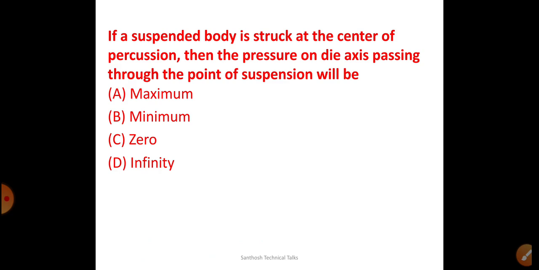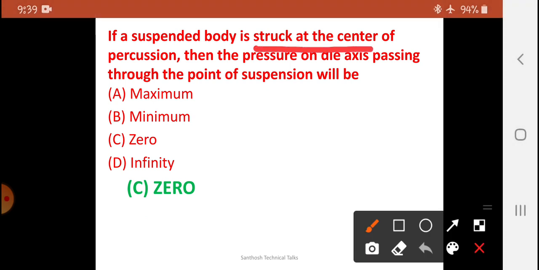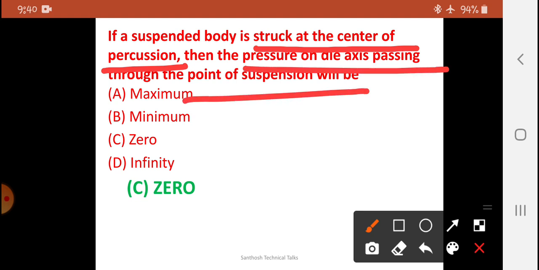And next, if a body suspended is struck at the center of percussion, then the pressure on the axis passing through the point of suspension will be 0. If a suspended body is struck at the center of percussion, the pressure on the axis passing through the point of suspension will be 0.